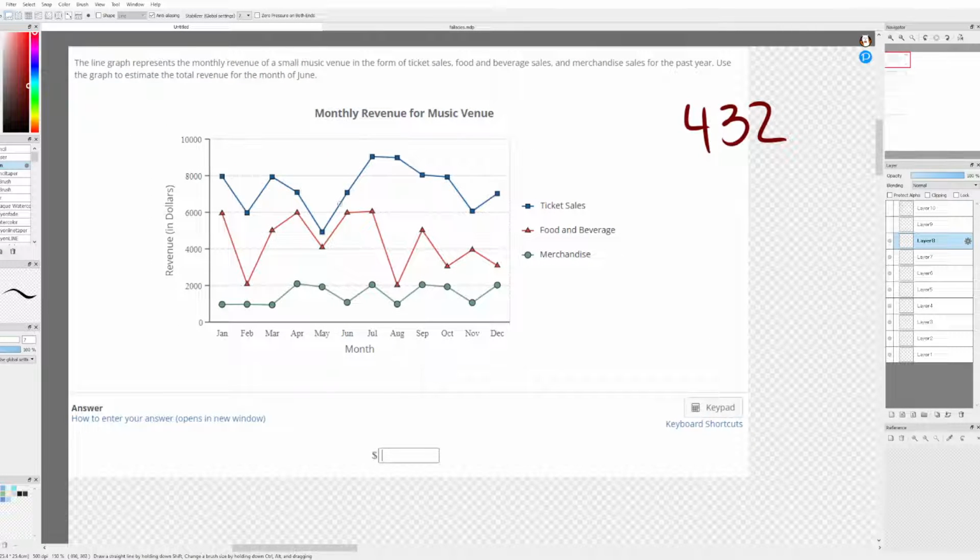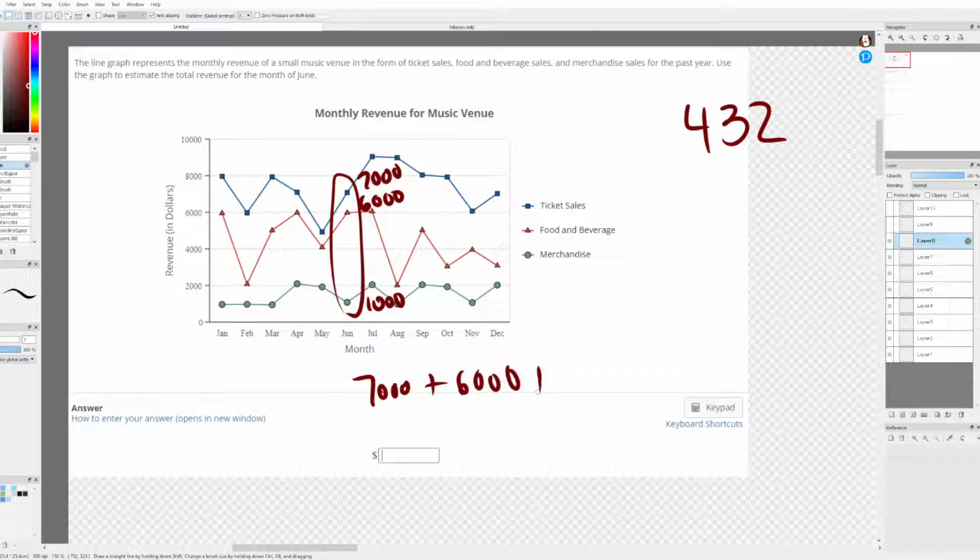This one is asking us to estimate the monthly revenue for the month of June. So we can circle June, and we can guess this is 1,000. This is going to be 6,000 because we're following it from the 6 and such. This is probably going to be around 7,000, which will give us 7,000 plus 6,000 plus 1,000, which is going to give us 14,000.